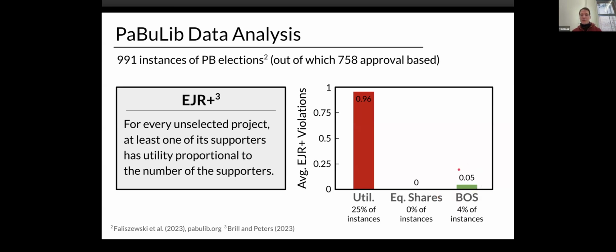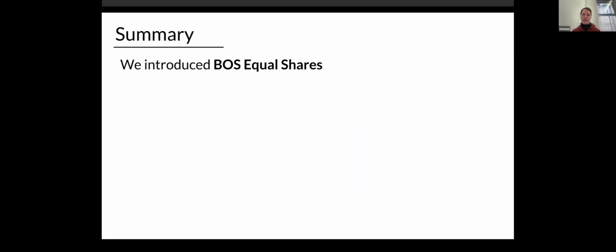And it's very good to know that for BOSS, it actually happens very rarely. So there are some violations, but they are quite rare. So in practice, it's almost proportional.